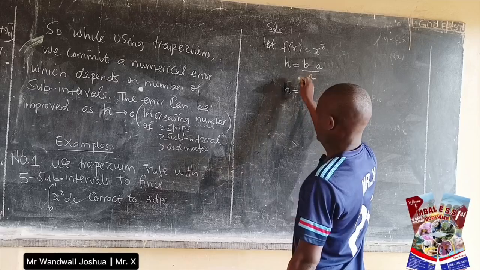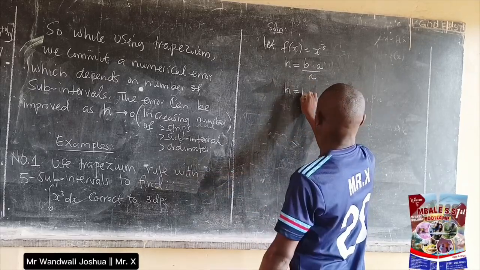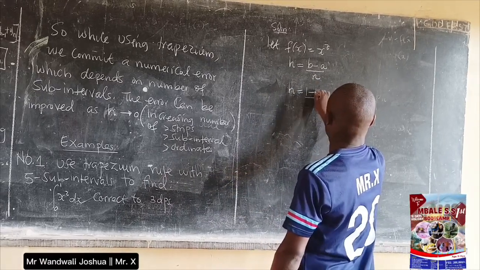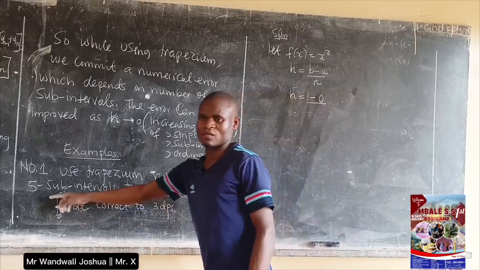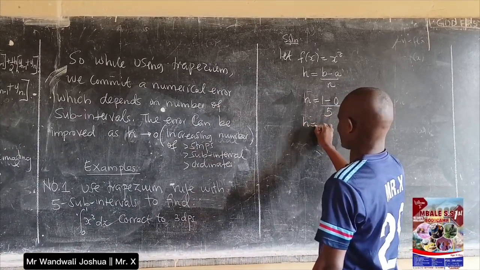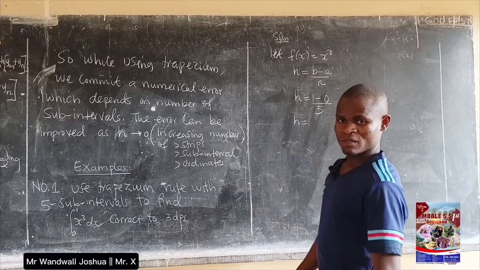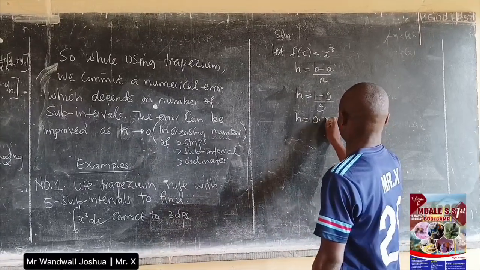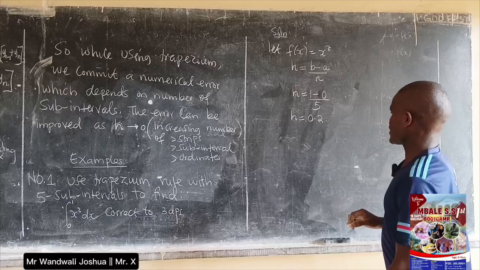So my h is going to be b, the upper limit which is 1, minus the lower limit, over the number of sub-intervals, which is 5 in this equation. Now, when you compute this, which answer do you get? This is 0.2. So that is now the height.